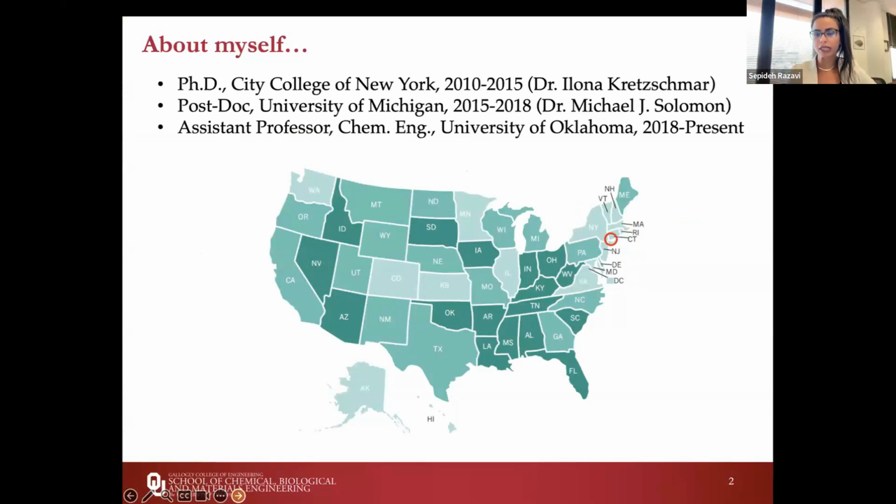I got my degrees all the way to master's from Iran. After getting a master's degree at Sharif University, I moved to the US to pursue a PhD. I moved to the East Coast, did a PhD with Ilona Kretschmar, and then I moved to Michigan to do a postdoc in the lab of Michael Solomon. I was there from 15 to 18, and then starting in 2018, I moved to the University of Oklahoma, where I'm an assistant professor. So I've lived on the East Coast, in the Midwest, and now I'm in the Heartland.